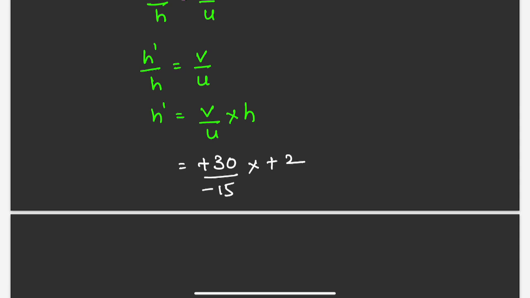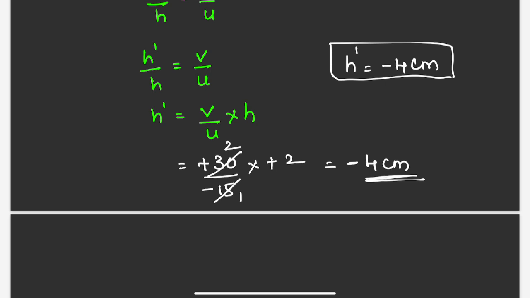Plus 2. So now here I can cancel this. 15 ones are 15. 15 twos are 30. So multiply this. 2 into 2 is 4. And we have here a negative sign. Can you see here a negative sign? So that negative sign you take it here. So h dash is equal to minus 4 centimeter is the answer. So we will write h dash is equal to minus 4 centimeter.